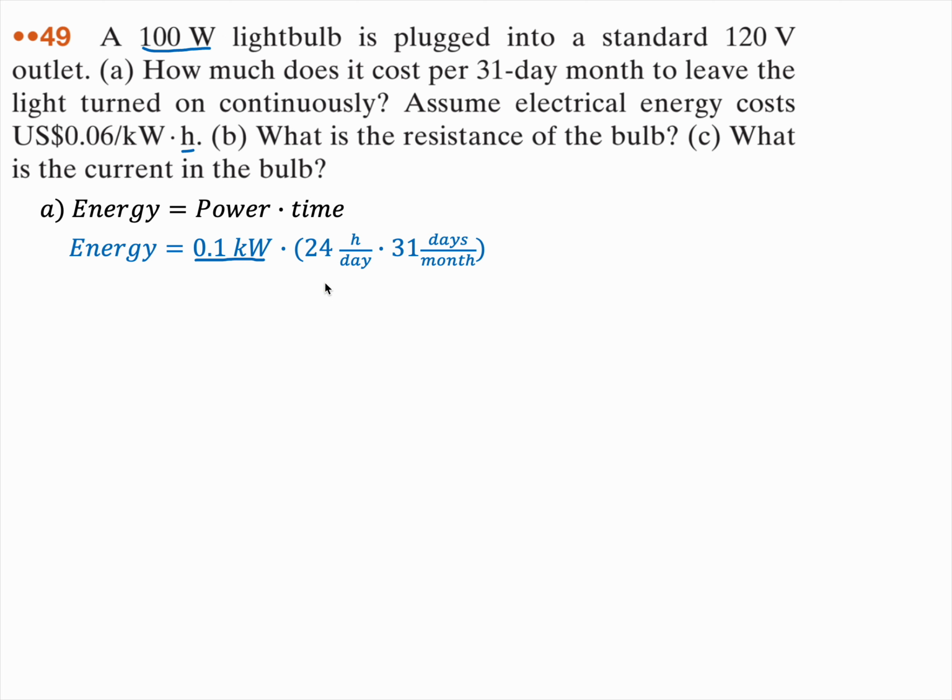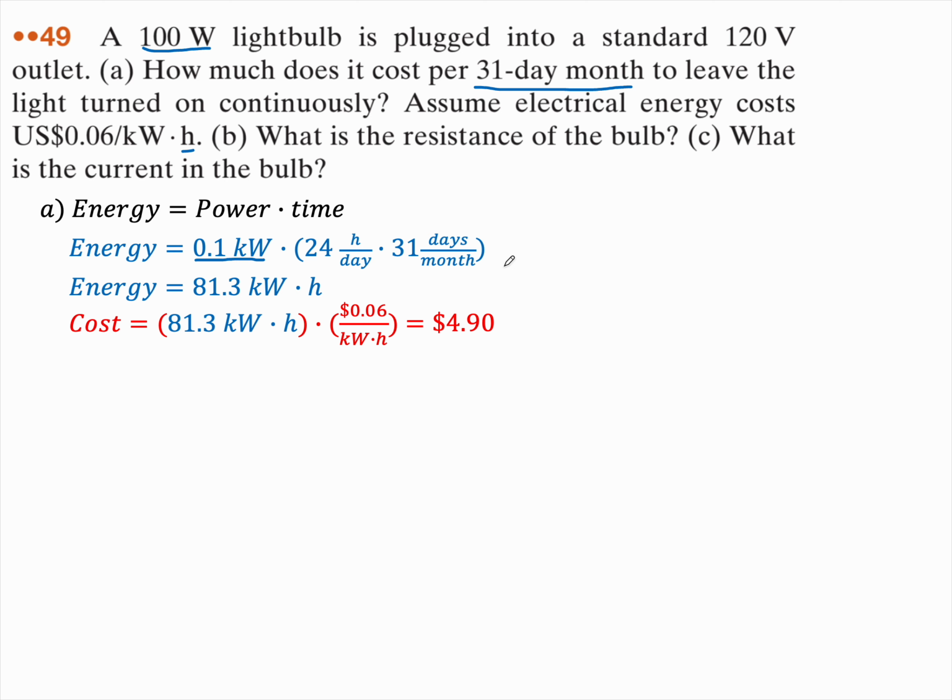So we know there's 24 hours per day. In this case, they tell us it's a 31-day month. So we're going to multiply by 31 days per month. If we do that, we'll discover that the total energy use is 81.3 kilowatt hours. Multiplying that by the cost, which is 6 cents per kilowatt hour, we'll discover that the light bulb is going to cost $4.90 to run for the entire month.